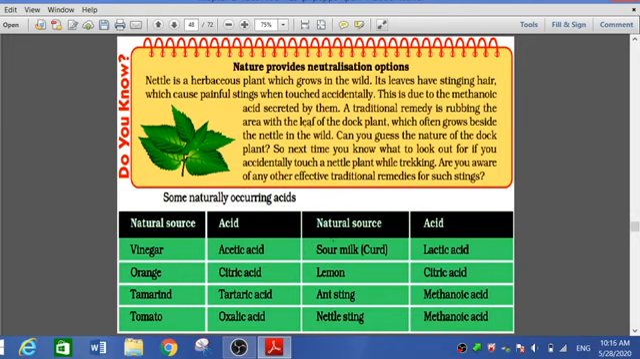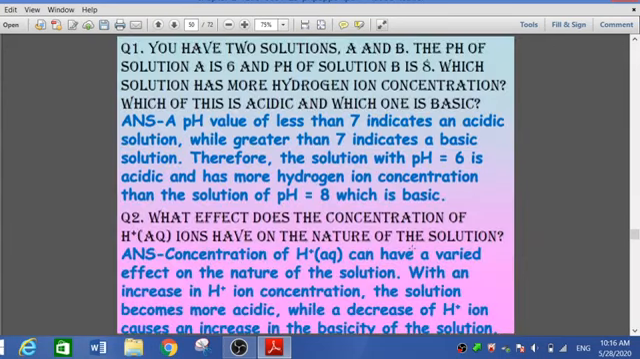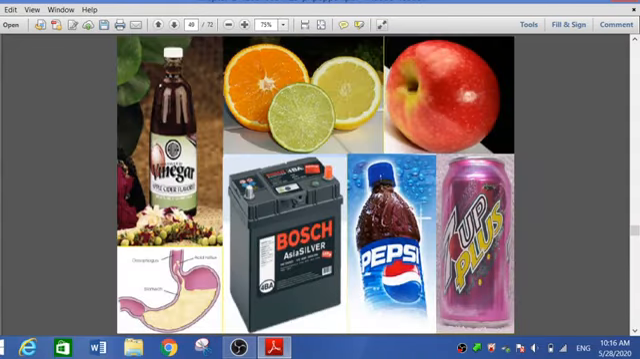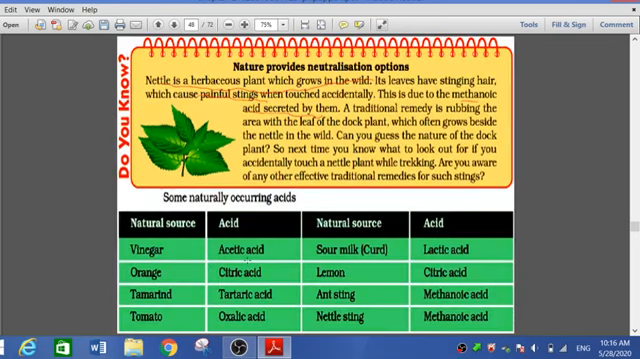So this is the chart: vinegar has acetic acid, sour milk has lactic acid. Nettle is a plant which grows in the wild. Its leaves have stinging hair which causes painful stings when touched accidentally. This is due to methanoic acid secreted by them. Tomato has oxalic acid, nettle sting has methanoic acid. So these are all related to acids. Some are strong acids, some are weak acids.